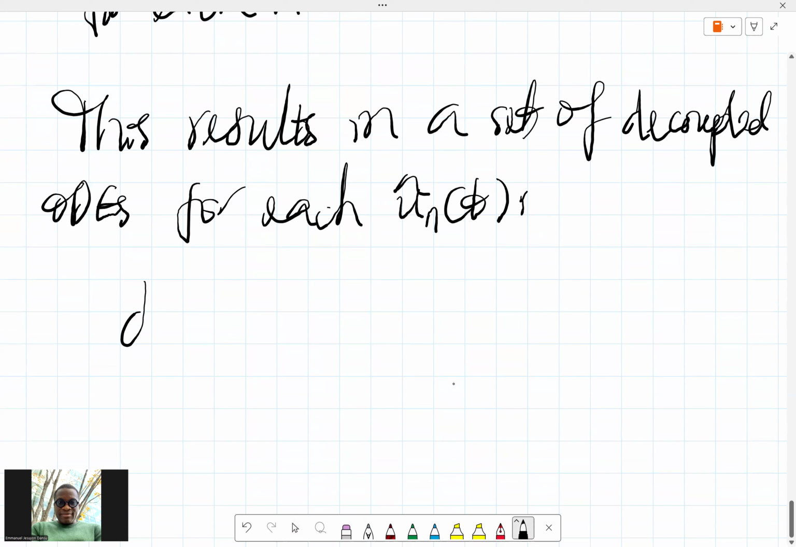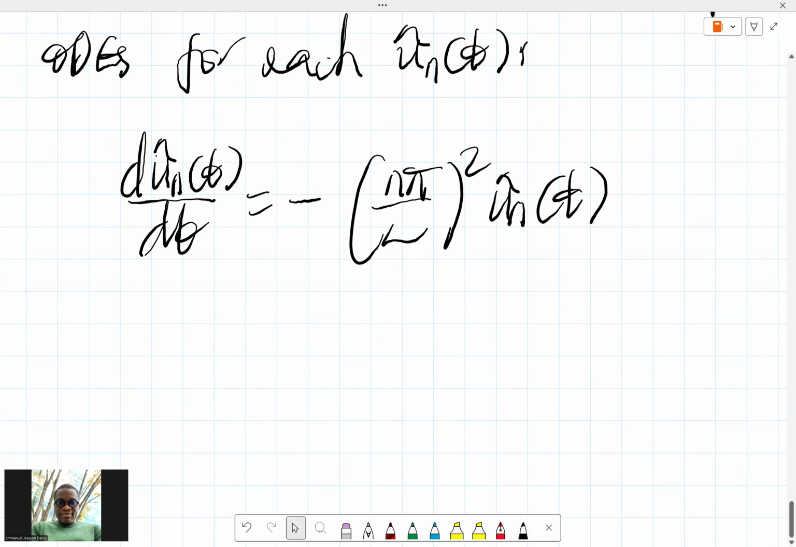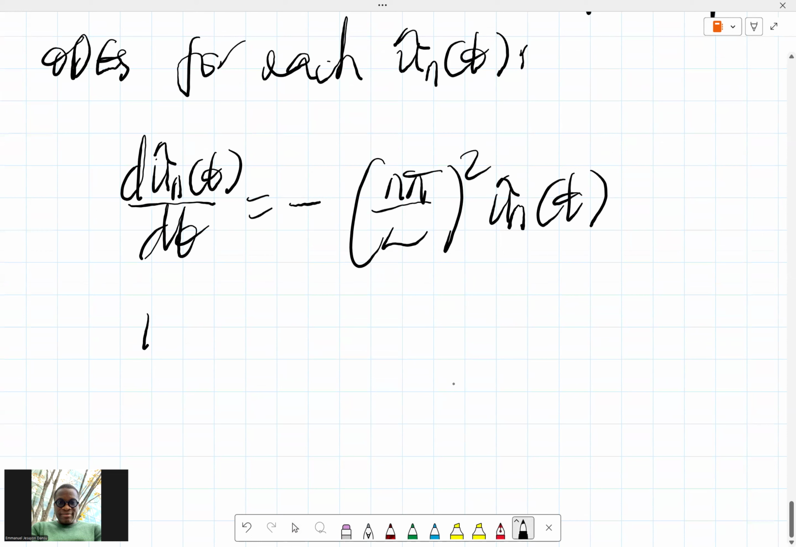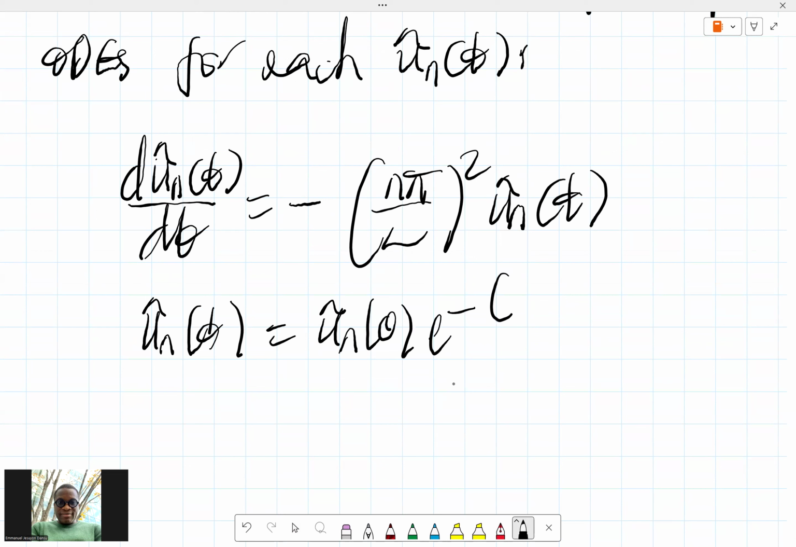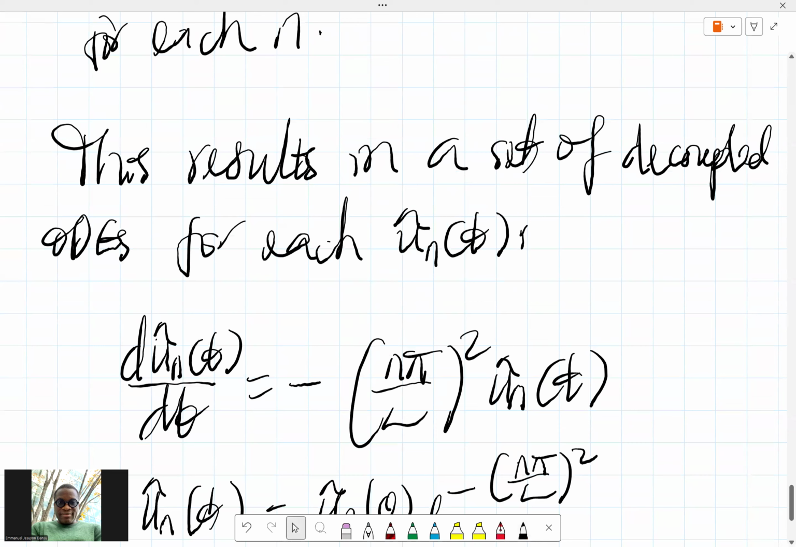so that we now have du_n(t)/dt equals minus (n pi / L) all squared u_n(t), so that u_n(t) is equal to u_n(0) e raised to minus (n pi / L) all squared t, like this. And that leads us to step 4.